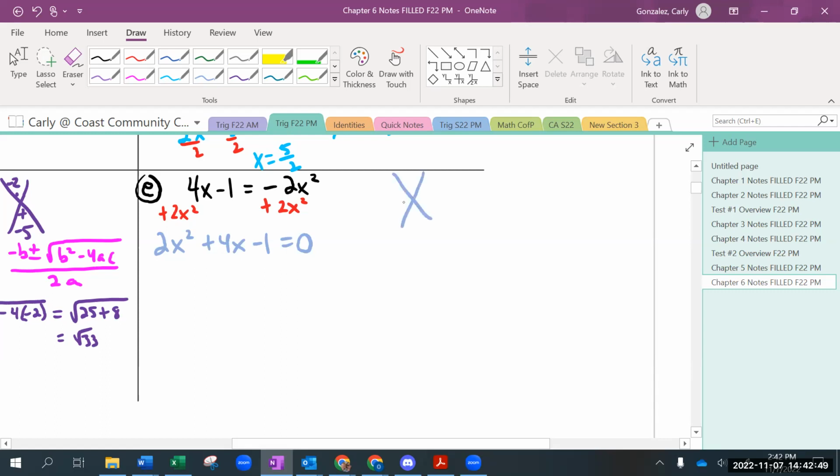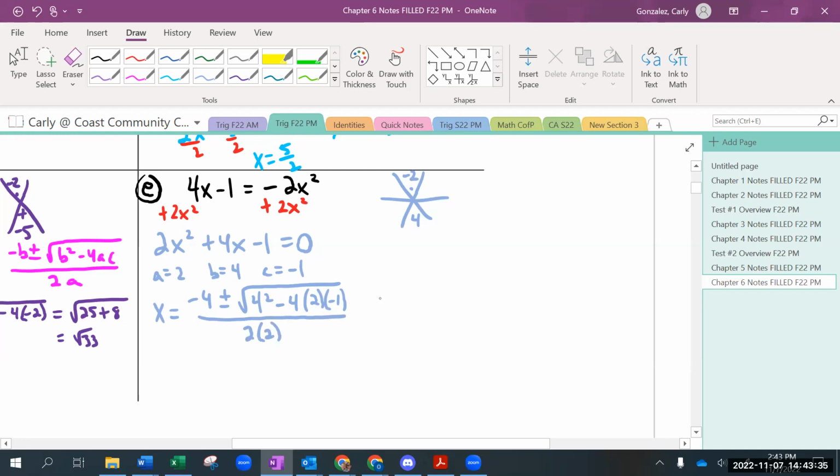We can try and factor that. We say, okay, we have to multiply a and c. So what multiplies to -2 and adds to 4? Again, we'll see that doesn't work. There are no integers that multiply to -2 and add to 4. So we'll go ahead and use the quadratic formula where a is 2, b is 4, and c is -1. So we get -4 plus or minus the big old square root of 4 squared minus 4 times a, which is 2, times c, which is -1, all over 2a, or 2 times 2.